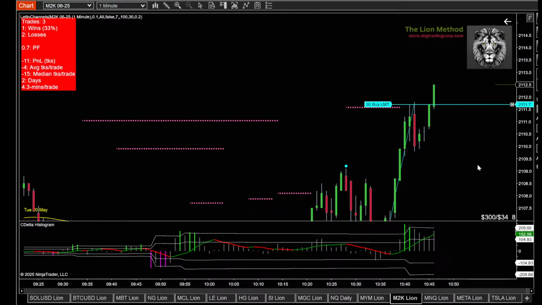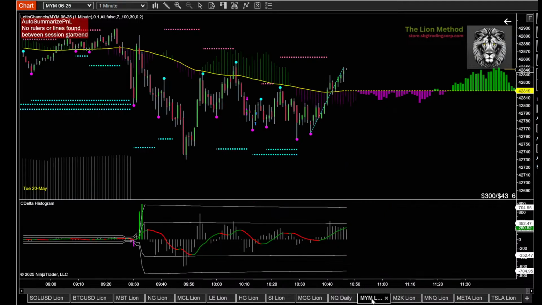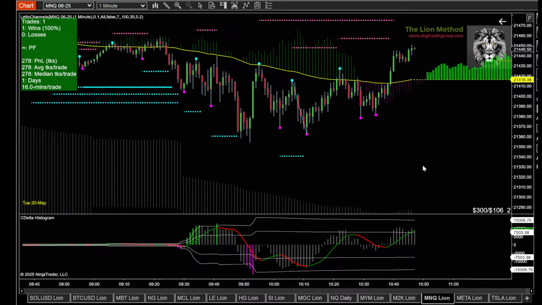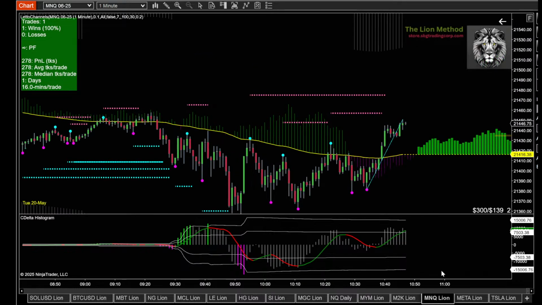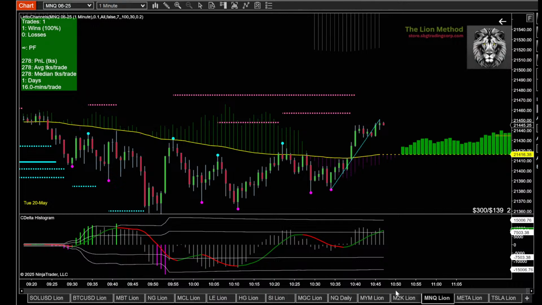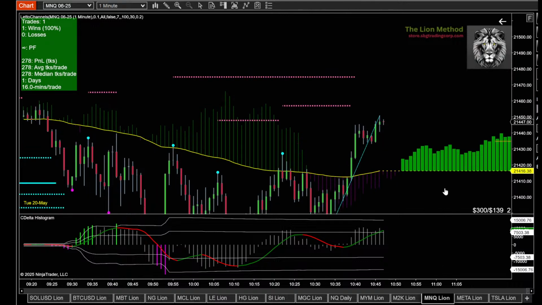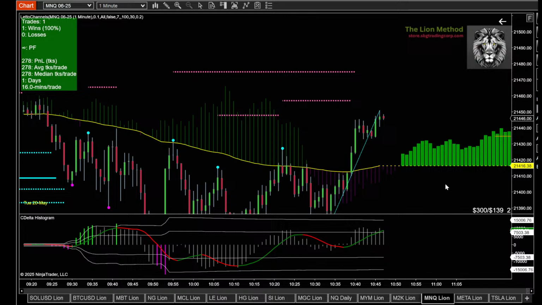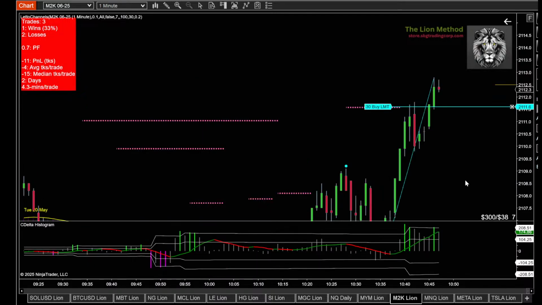All right, let's wait for the market to come back to us. Good pop of buy volume here. Could also go a long trade on micro NAS. But let's see what the Russell brings us.